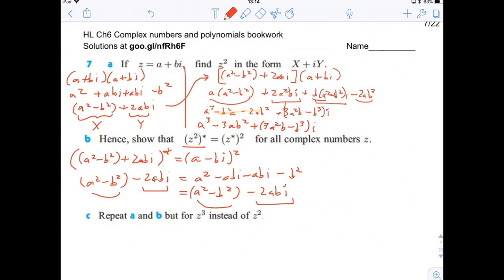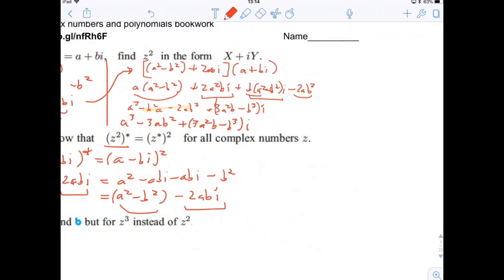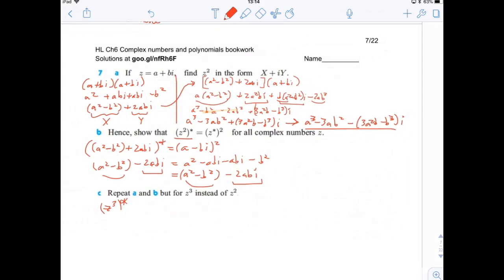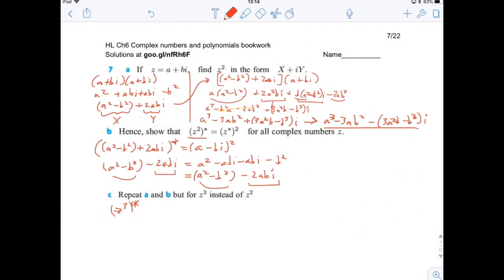And then we want to change it to z cubed conjugate, right? So let's take the conjugate of this. The real part would be the same, a cubed minus 3ab squared, and then this part is going to be minus 3a squared b minus b cubed i. So that's z cubed conjugate.